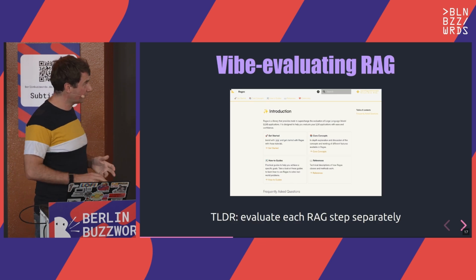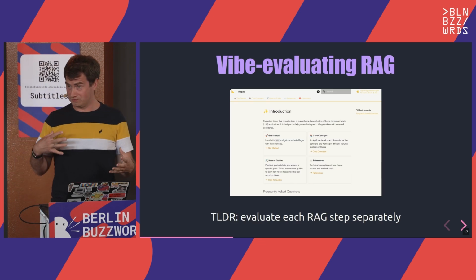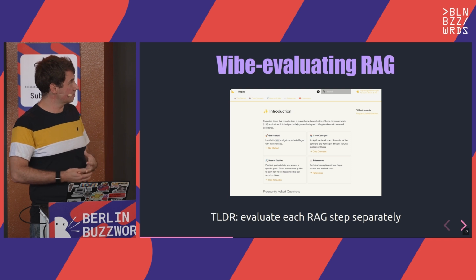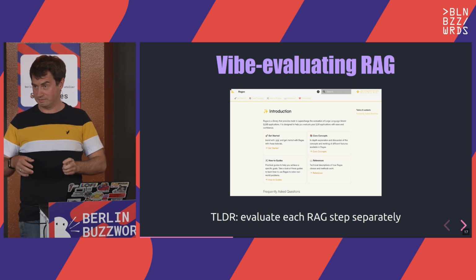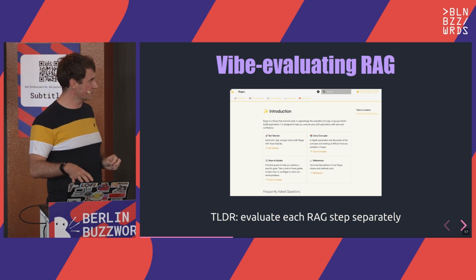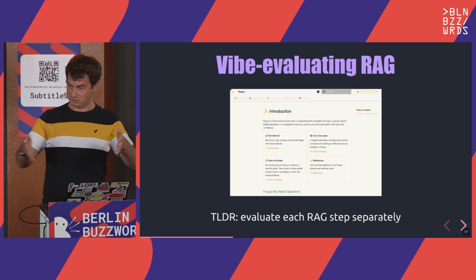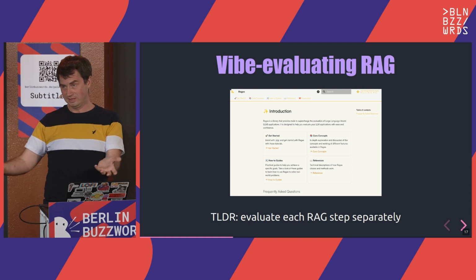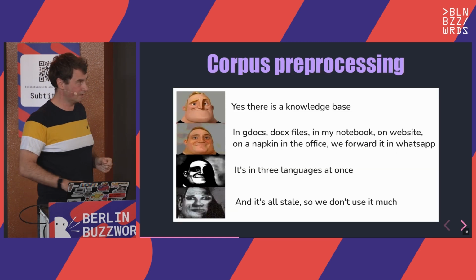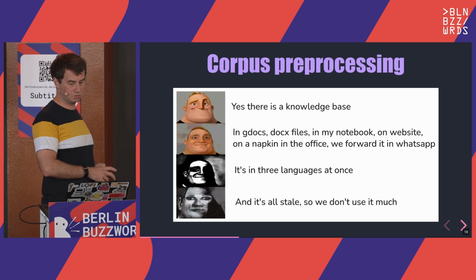So we started with checking what frameworks there are for evaluating RAG systems. There is the RAGAS framework. It was already mentioned a couple of times at this conference. It also follows the approach that we should separate the system into parts, evaluate them separately, and then do something with the results. The first problem we got was corpus preprocessing.